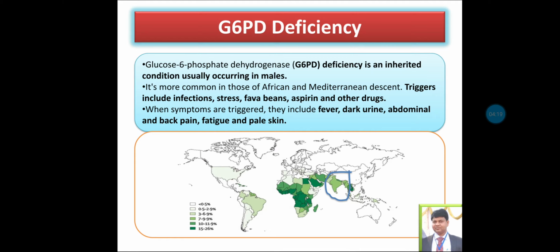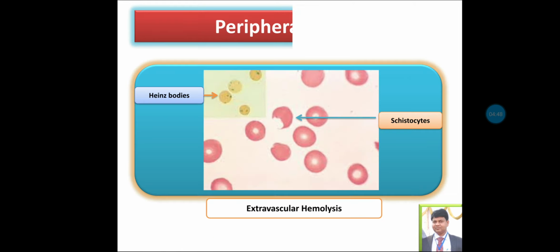In G6PD deficient patients, usually the problems start with infection, or due to stress, fava bean ingestion, aspirin, or other drugs. Whenever a G6PD deficient person takes such medications, the patient will develop different symptoms such as fever, dark urine, abdominal pain, back pain, fatigue, and pale skin. This is the clinical presentation of G6PD deficiency.